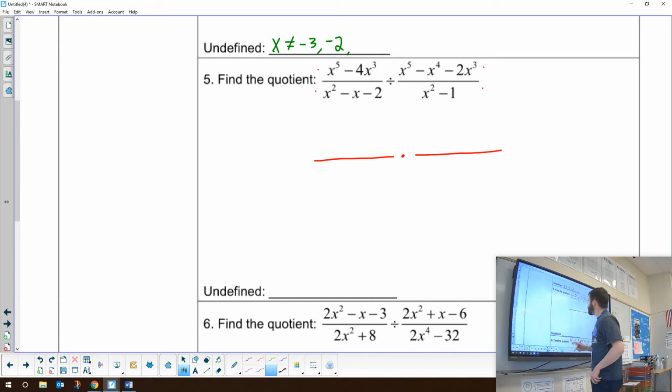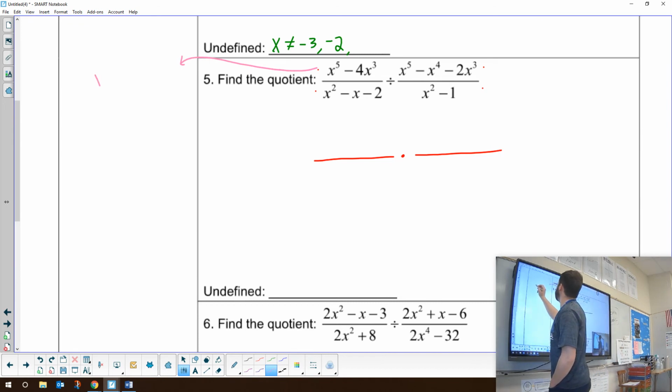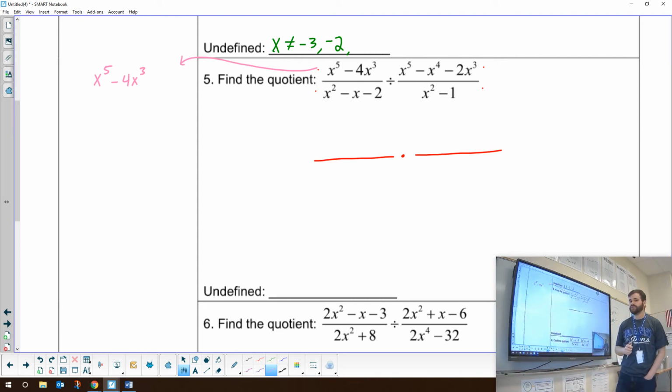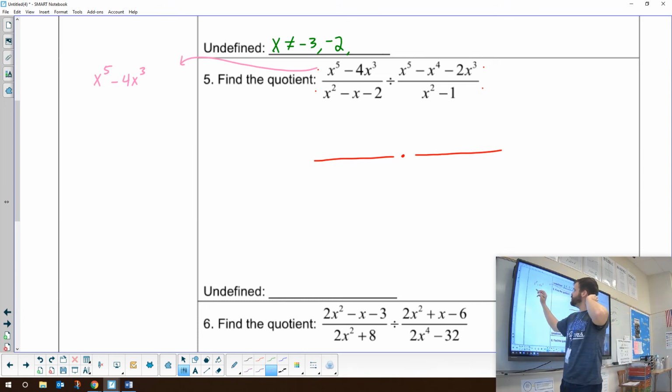So let's start with our top here. Bring this over to the side. We're going to have x to the 5th minus 4x cubed. And we can factor this first one by first pulling out a GCF. Both of these have a GCF of x cubed. So I can pull out an x cubed to the front and multiply that by x squared minus 4. All right, so because we pulled out the x cubed, we took 3 of the x's out of the first one.